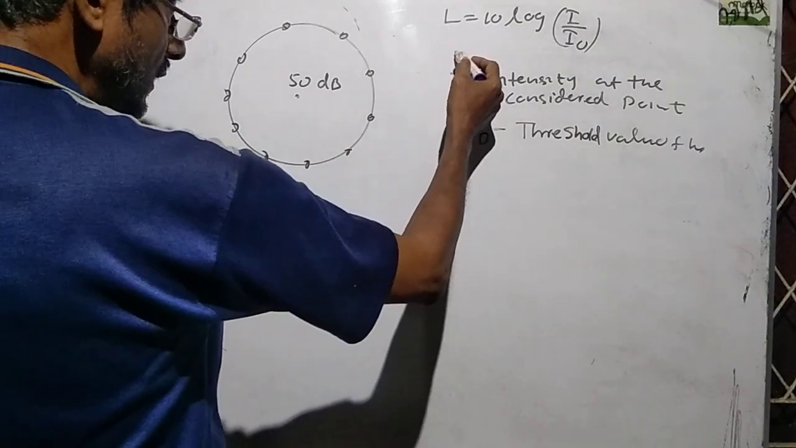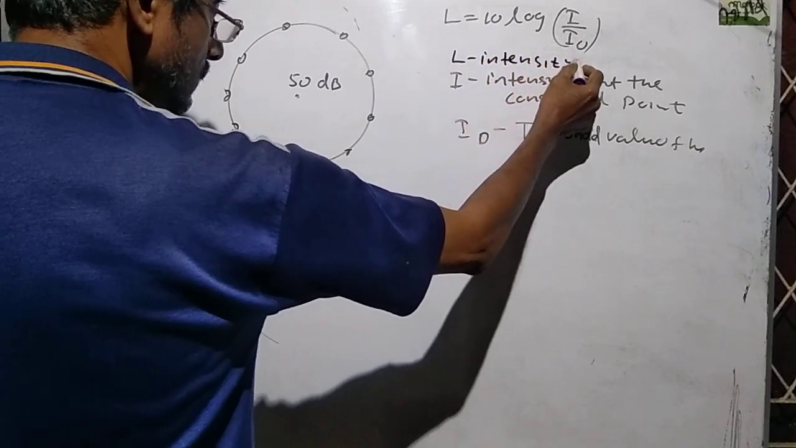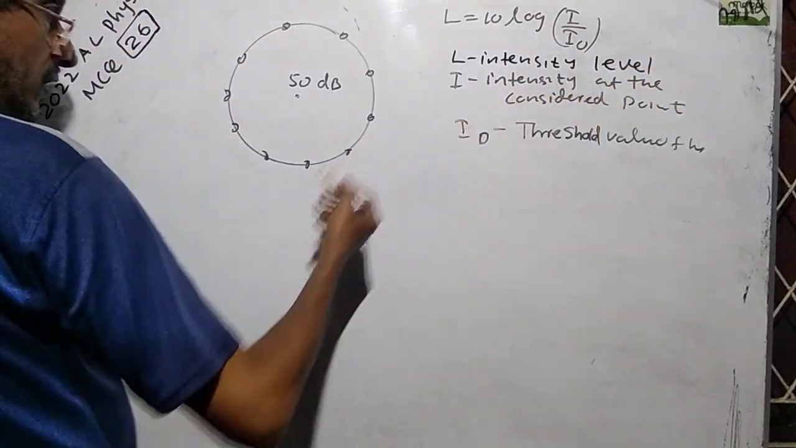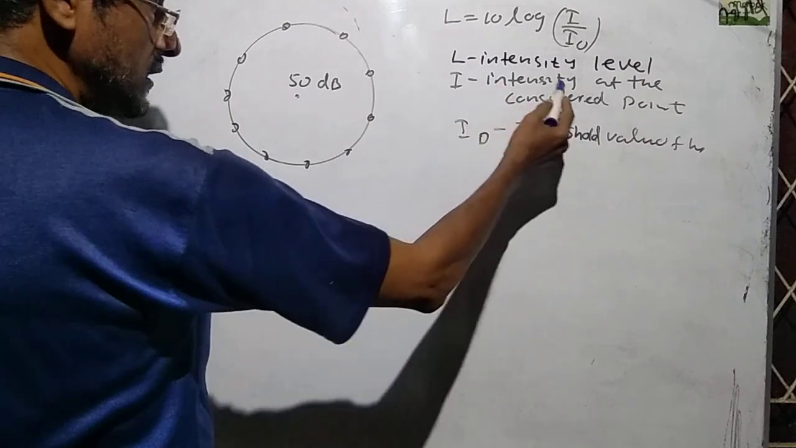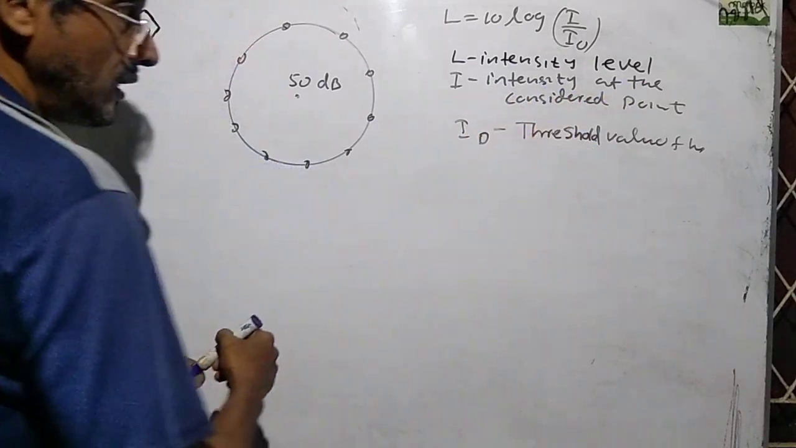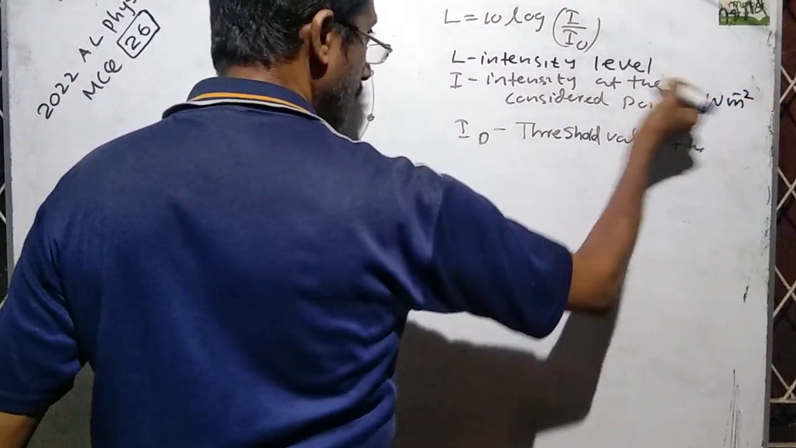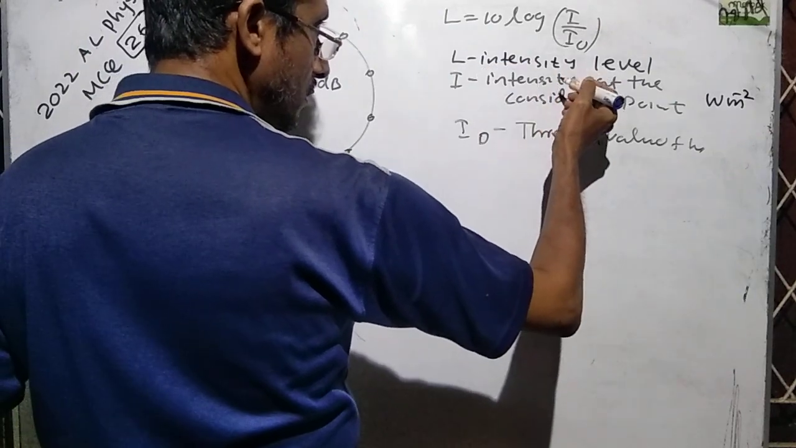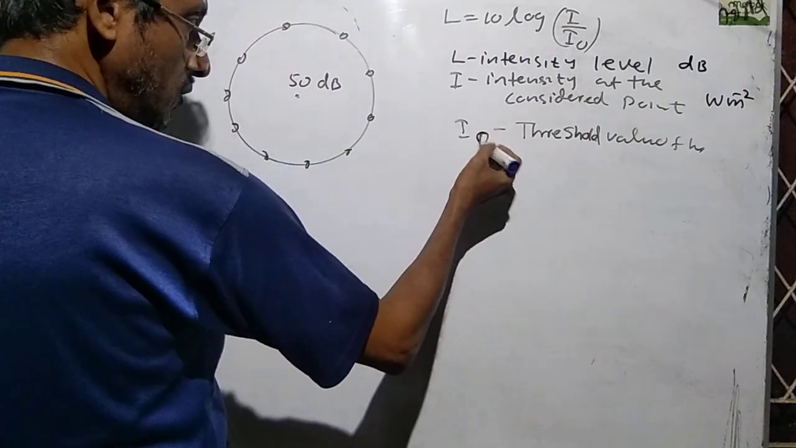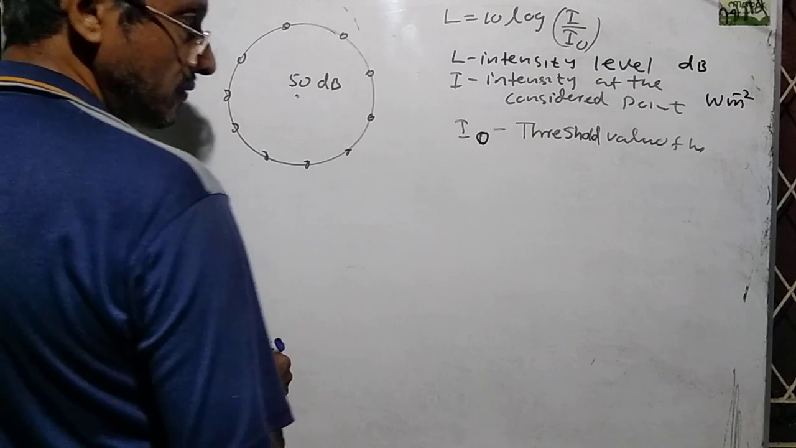L is the intensity level at that point. I is the intensity at the considered point. The unit is watts per square meter. The unit of intensity level is decibel. I naught is the threshold value of the intensity.